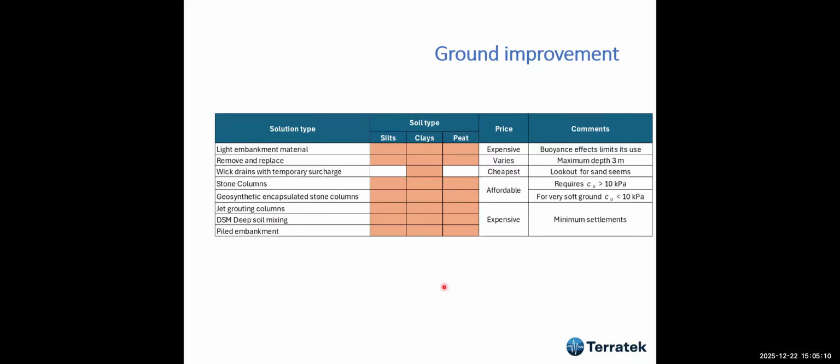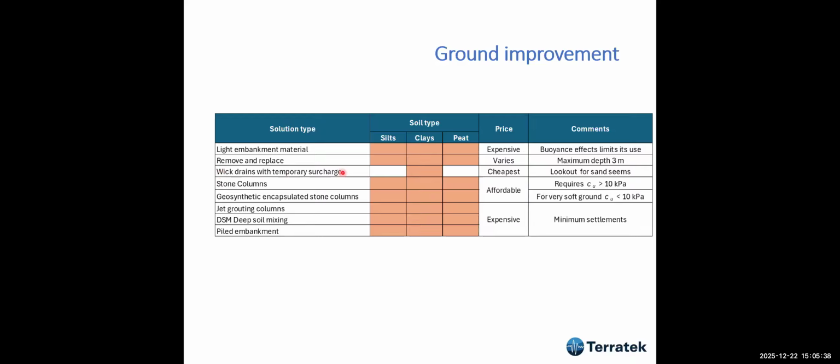This is the list of ground improvement that I used in the past. So we may have a light embankment material. I have used that, but this is very expensive, and we have buoyancy effects that limit its use. Remove and replace, its price can vary, but usually the maximum depth should be 3 meters. Beyond that, the cost is very high.